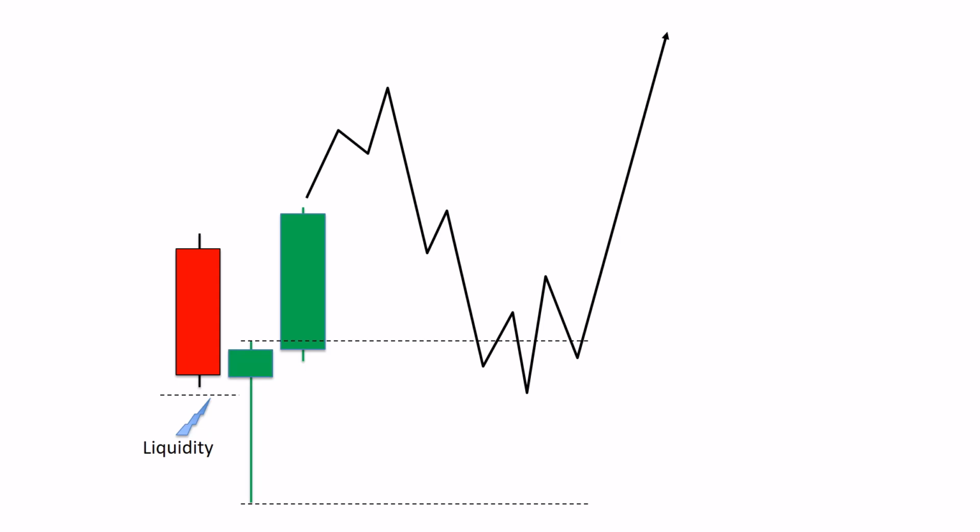Smart money, whether it's institutions, banks, or large funds, can't just click buy or sell like retail traders. Their orders are massive, and if they try to execute all at once, they'll move the market against themselves. So instead, they create liquidity zones, areas where they know they can fill large orders without too much slippage.